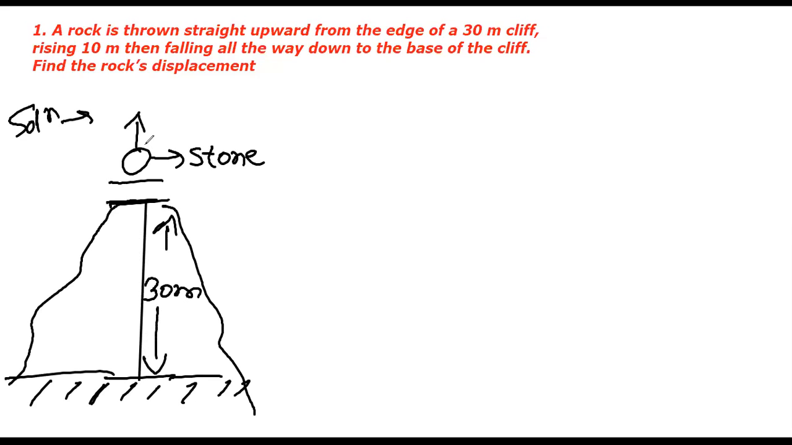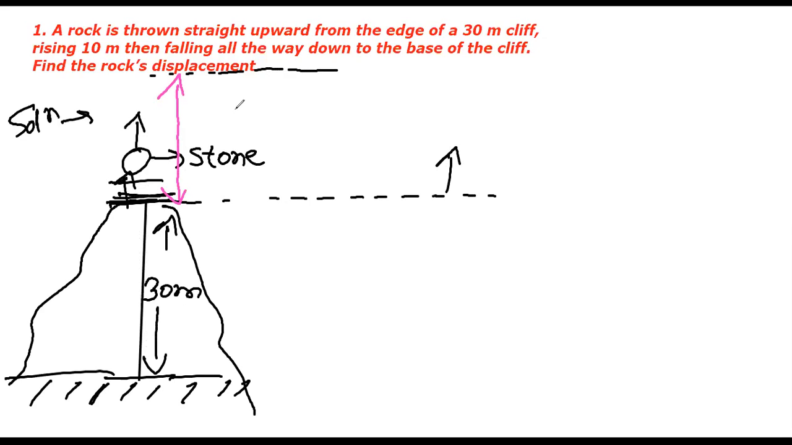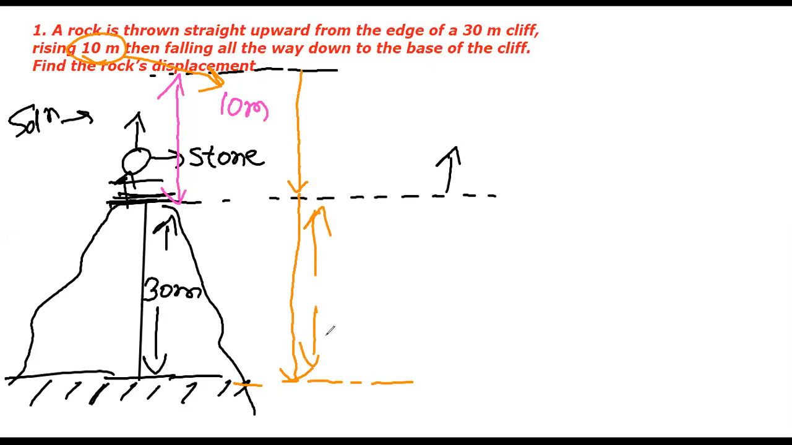Rising 10 meters, then falling all the way. The stone is thrown from here. This is the reference point of throwing the stone in the vertically upward direction, and it rises to this level. The difference in vertical height is 10 meters, as given in the question. Then the stone falls back to the base of the cliff, and this height is 30 meters.